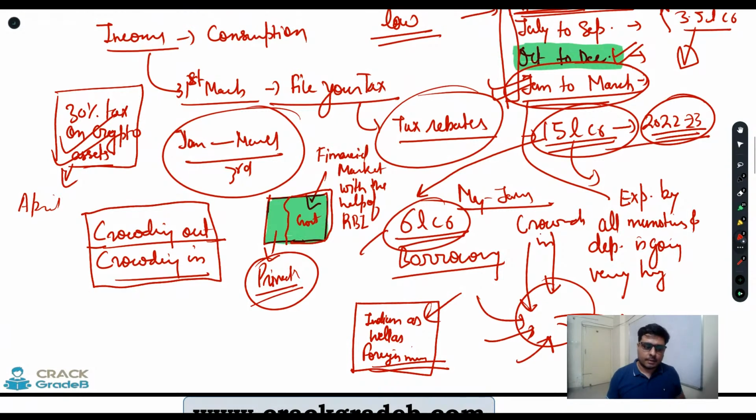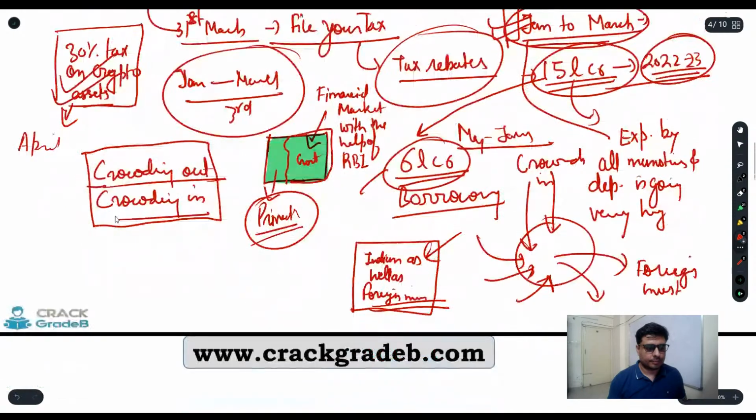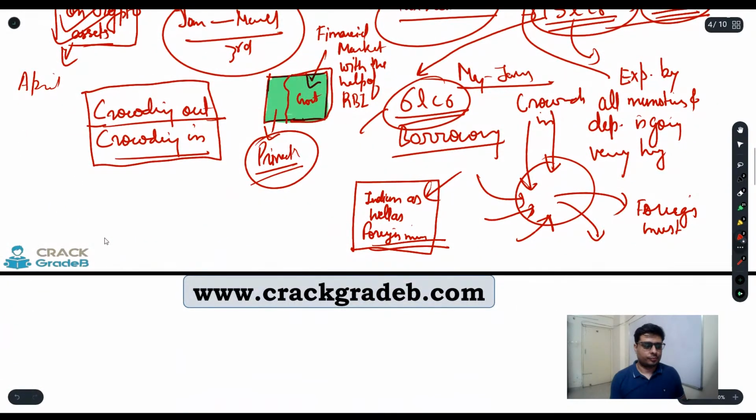Clear? Is this point clear? What is crowding in, crowding out?